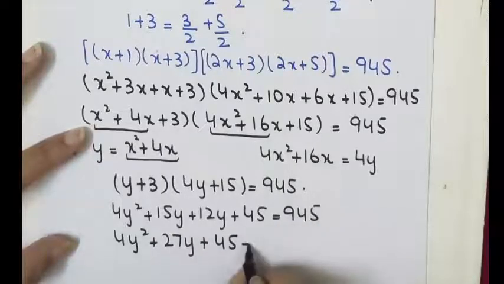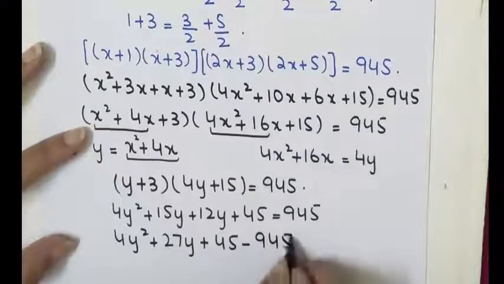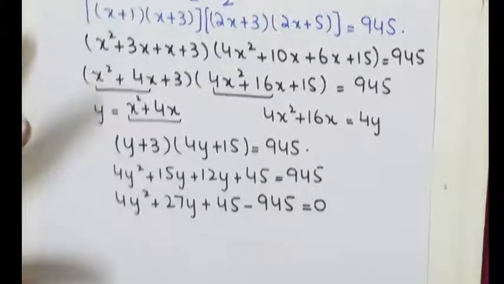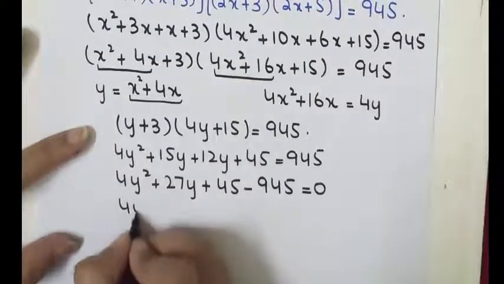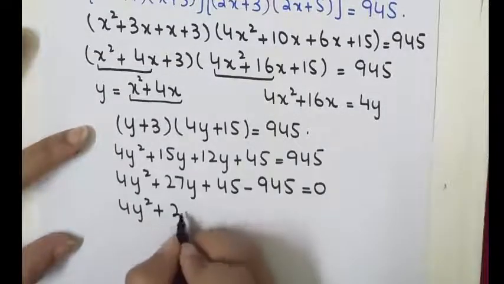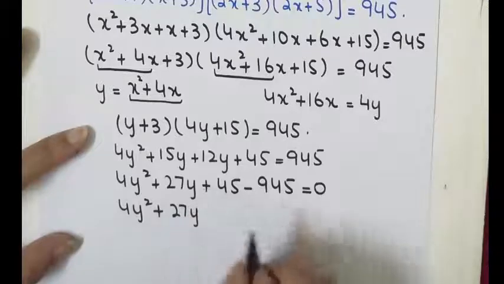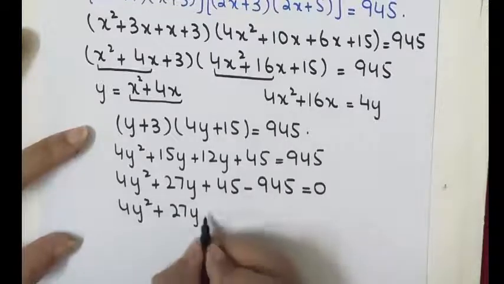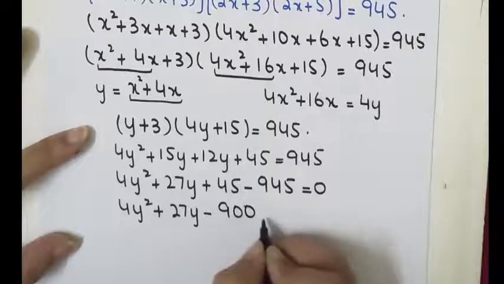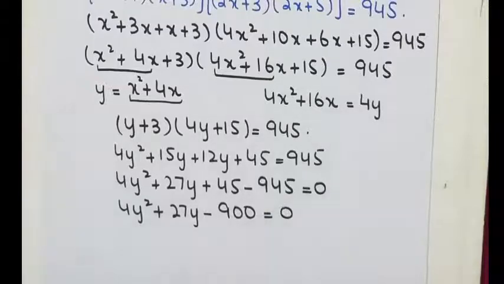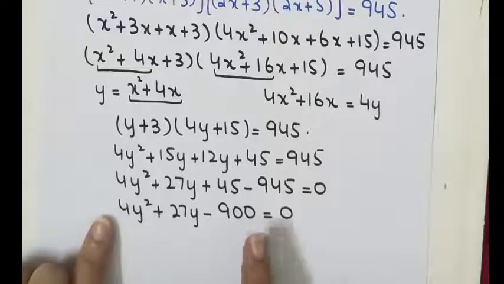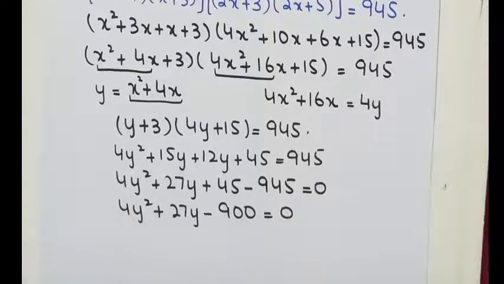Now we will take 945 to the left hand side of equality. This is equal to 0. 4y² + 27y + 45 - 945, this is equal to -900, and this is equal to 0. Let me decide to solve this part through the factorization method.